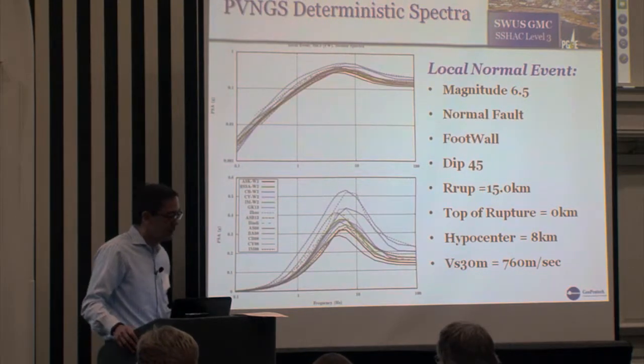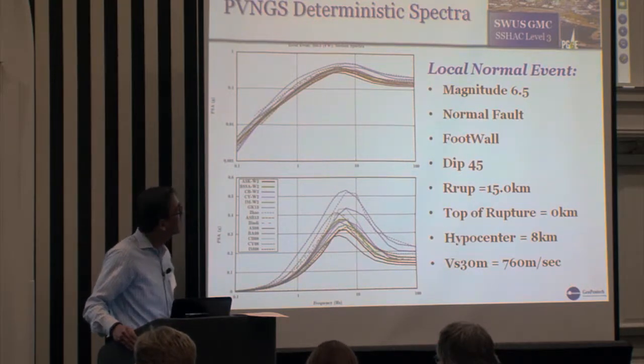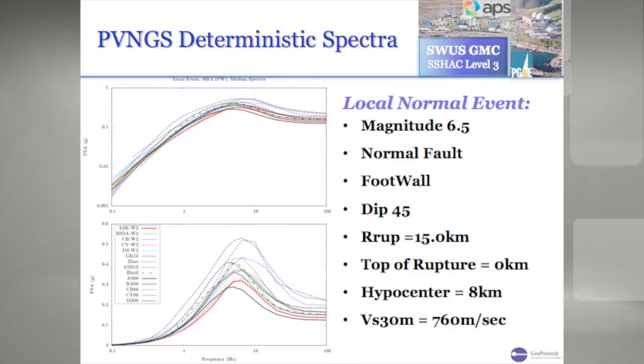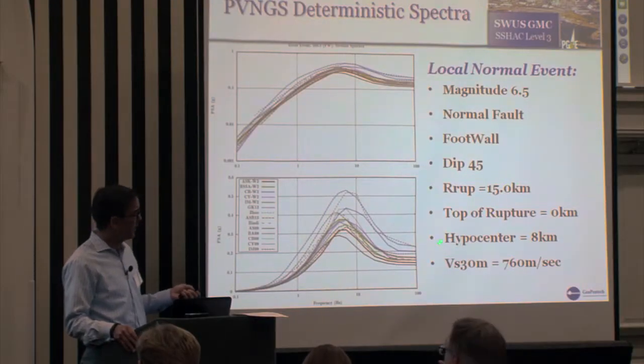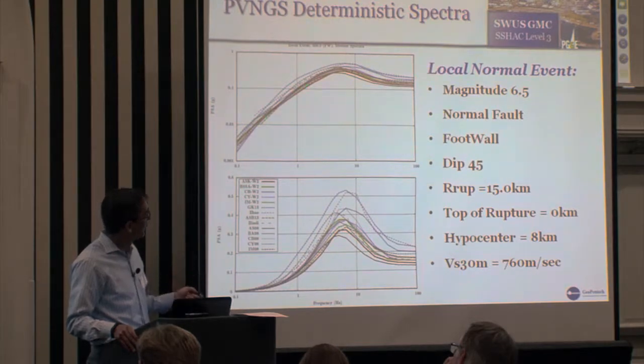If we now look at two scenario events for the Palo Verde plant in Arizona, the one I'm showing here is for a normal event, so it's a magnitude 6.5 on a normal fault. We're, in this case, at a distance of about 15 kilometers on the footwall side, so we're not over the surface projection of this fault. We have a dip of 45 and the same parameters that we'd used before for the other cases. You can see there's a similar type of range in ground motion models coming through here.